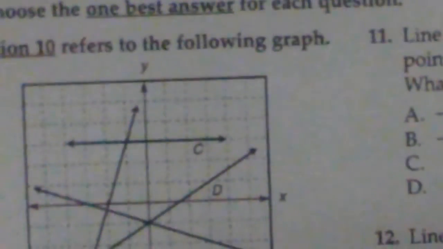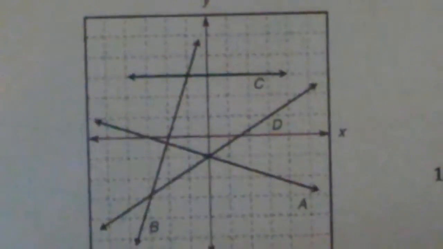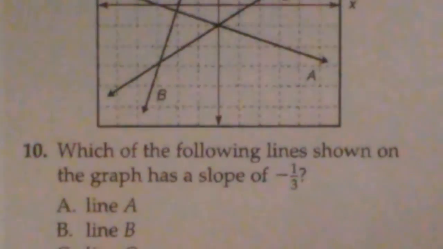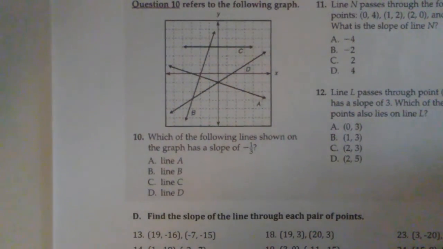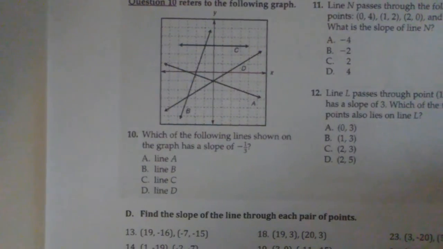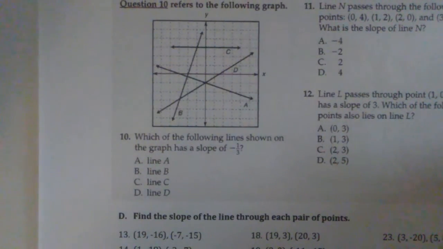Choose the one best answer for each question. Which of the following lines shows the graph has a slope of negative 1/3?